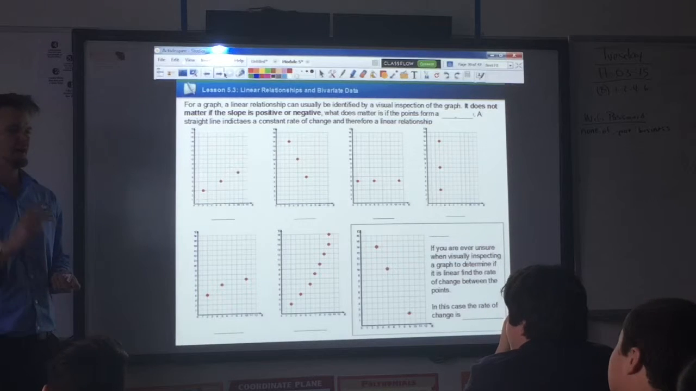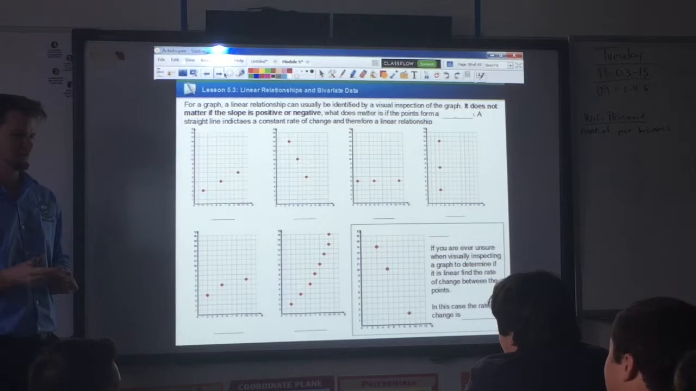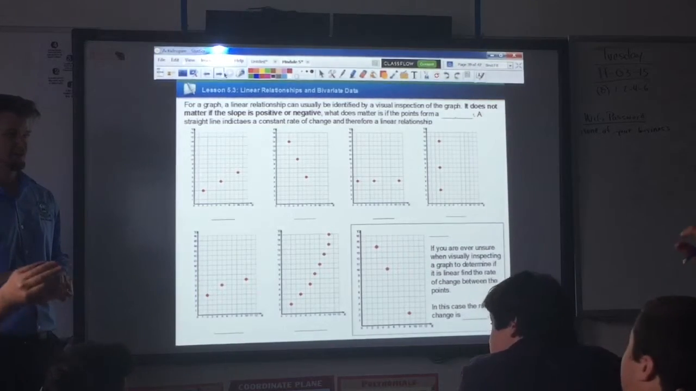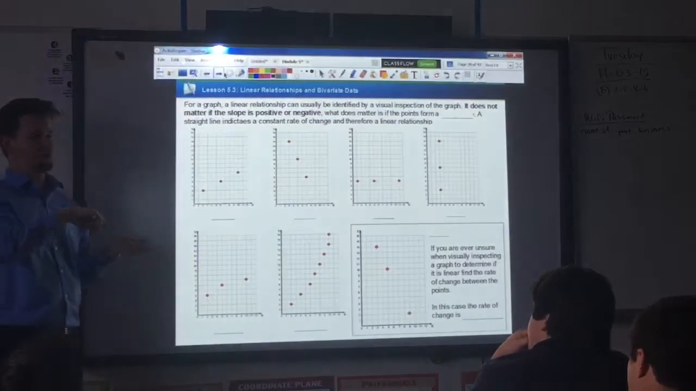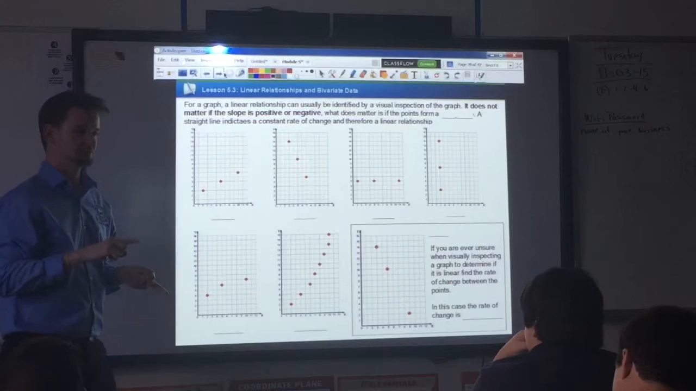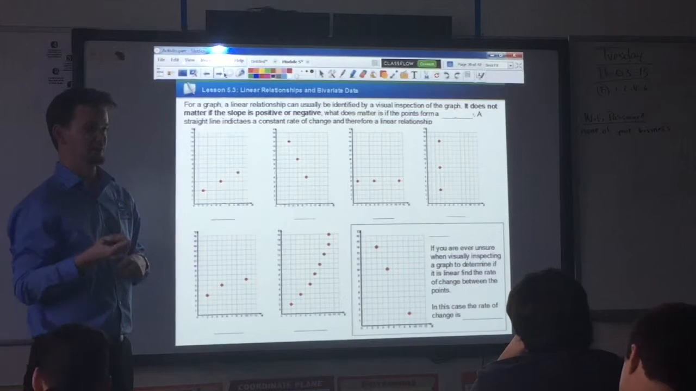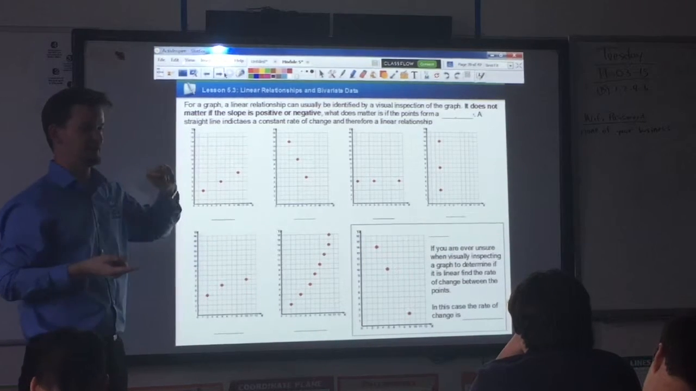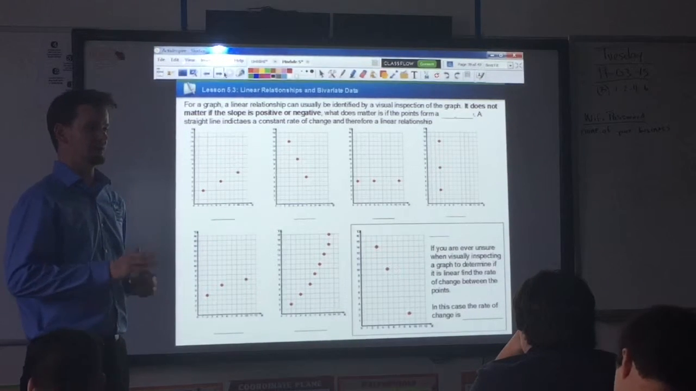Come on, the question was, how many of you know what a straight line is? Do you know what a straight line is? Okay. How many of you know what a curved line is? Okay. Here's the difference between linear and nonlinear. Linear is a straight line. Anything that's a straight line represents a linear relationship. If it's a curved line, it's nonlinear.